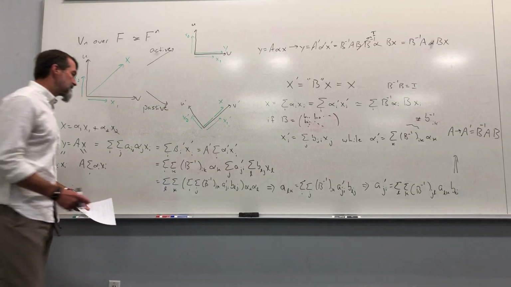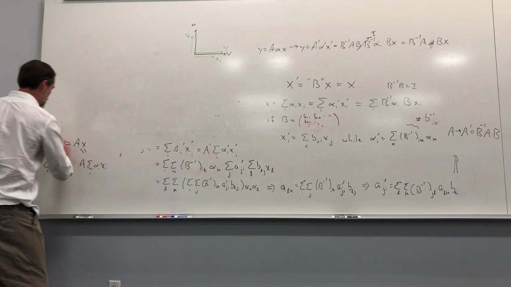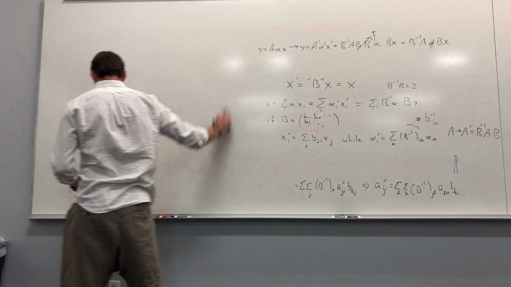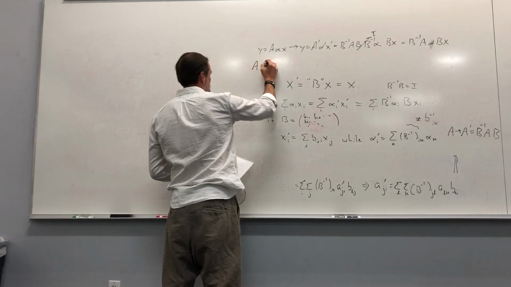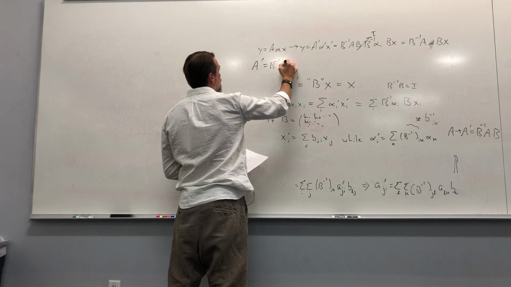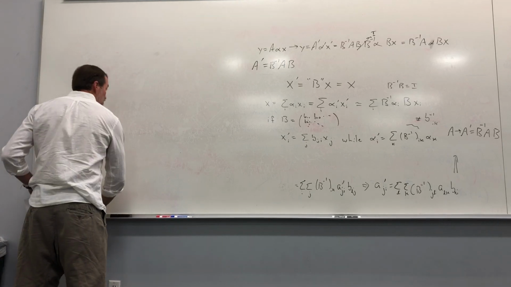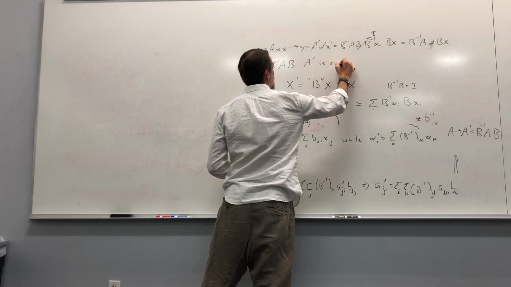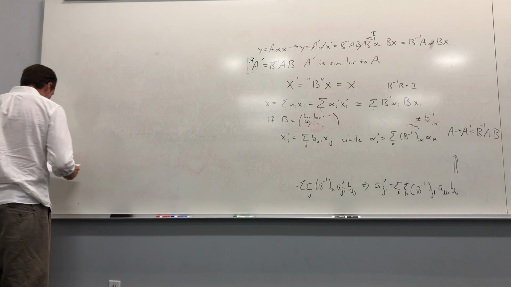Okay? So let me just show you a quick example of putting all this to use in a concrete context, and then we'll move on. So, by the way, if I have a transformation and A prime is related to A by this type of transformation, then A prime and A are called similar. Okay? So this is a definition. All right, so let's work out an example.